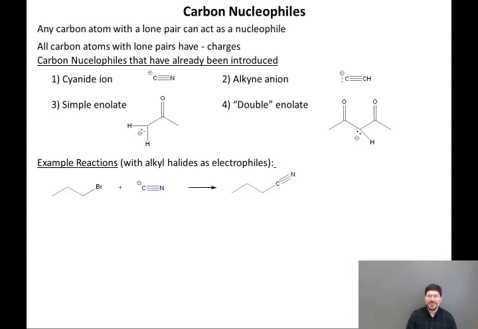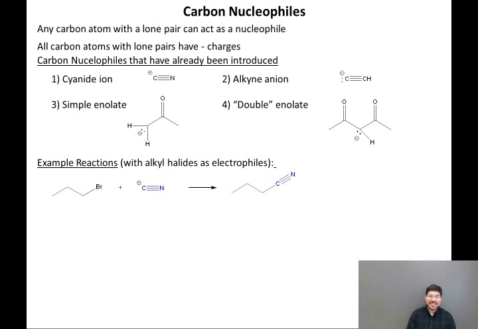Okay, so starting with alkyl halides as electrophiles, if an alkyl halide, in this case propyl bromide, reacts with cyanide as a nucleophile, you get the following structure. And in all of these structures, the nucleophilic piece is in blue, and the new carbon-carbon bond that is being formed is in red. In this structure, the three carbons from the alkyl halide that end up in the final product are indicated in green.